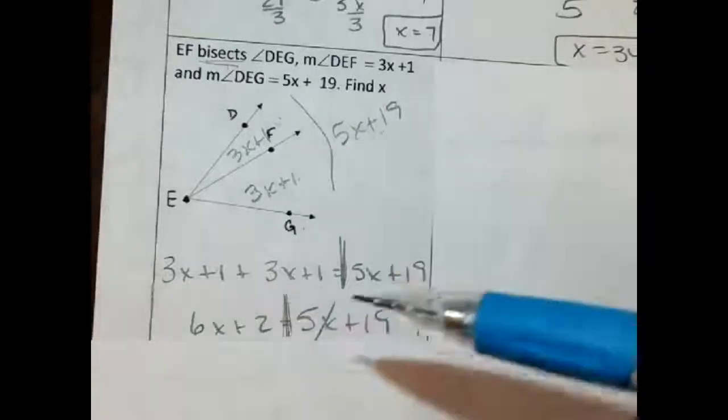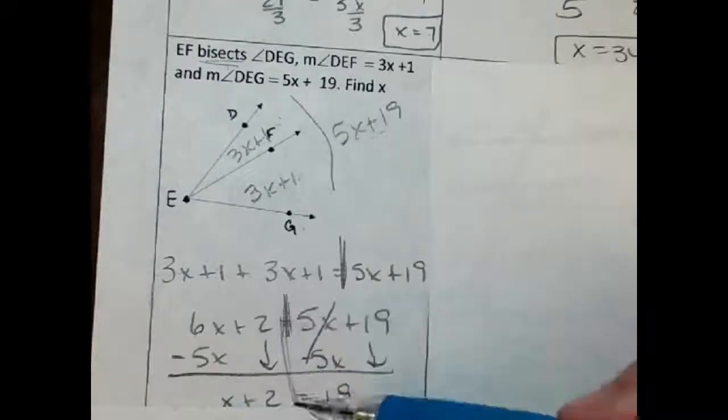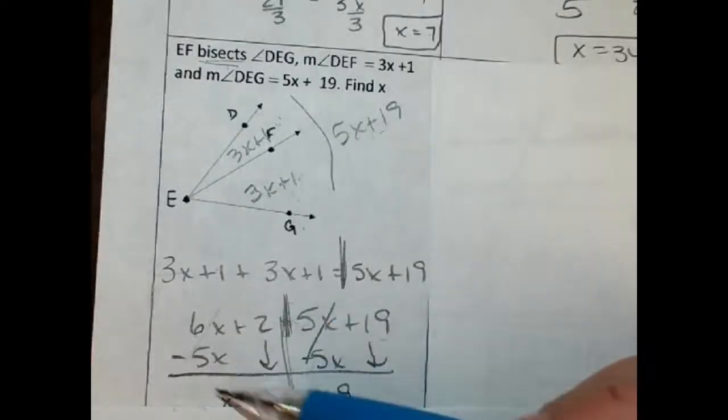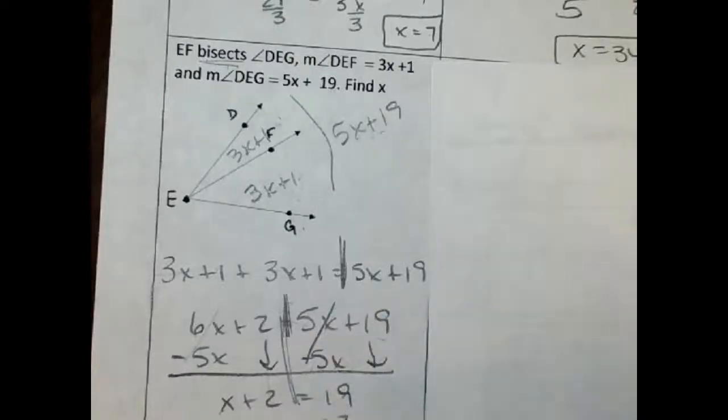Now I'm dealing with stuff on both sides of the equal sign. So now I want to do the same thing on both sides. Minus the 5x to give me 1x. Bring this down, minus the 2, and I get 17.